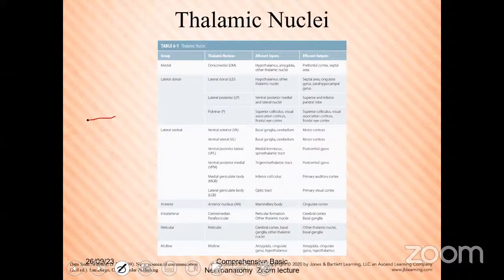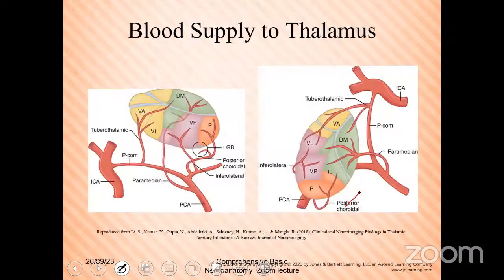So the anterior nucleus is mammillary body and cingulate cortex. It is a part of the salience network, that mediates empathy. Intralaminar, centromedian and parafascicular regions, reticular formation, other thalamic nuclei, and so it goes to the basal ganglia. The reticular nuclei are connected to the basal ganglia, and midline nuclei are connected to the cingulate gyrus and amygdala. So you can see so many nuclei are there in the thalamus, and the thalamus is a relay station. Blood supply to the thalamus is from the internal carotid artery.